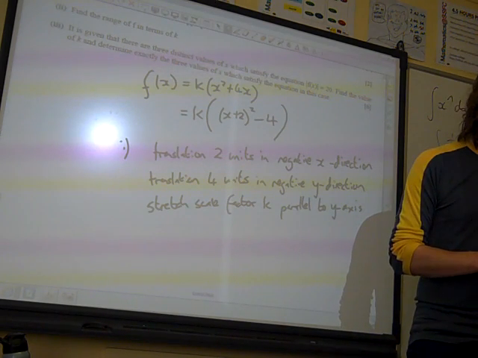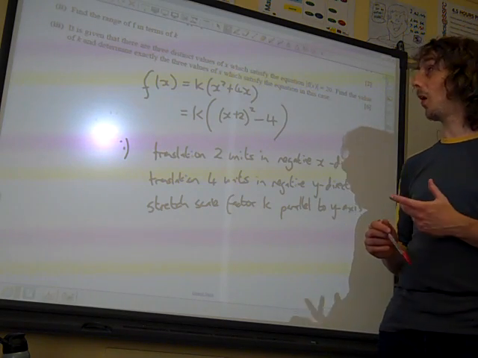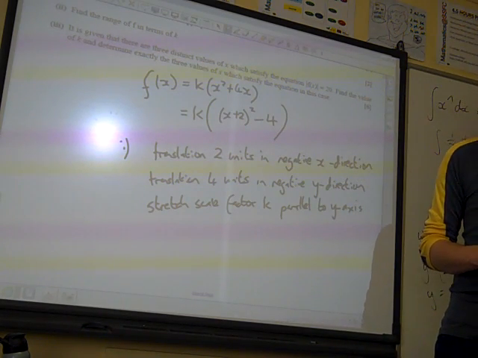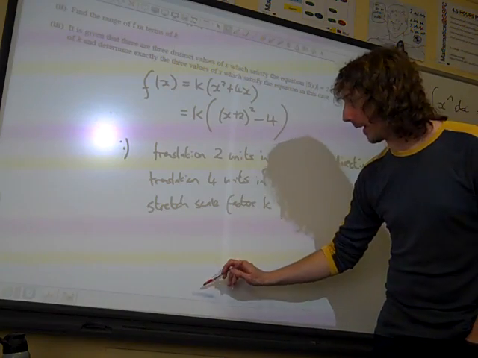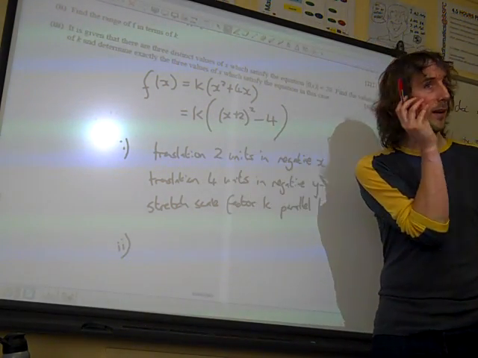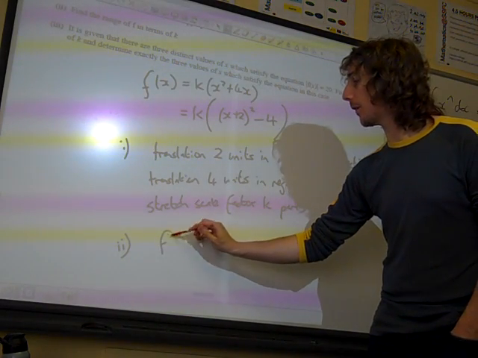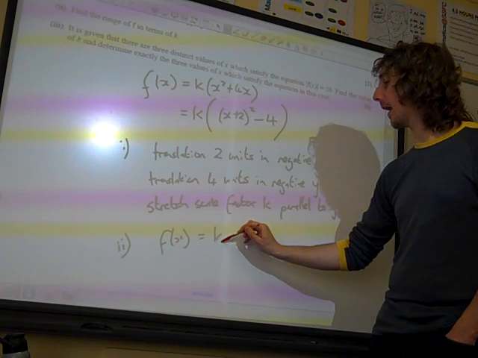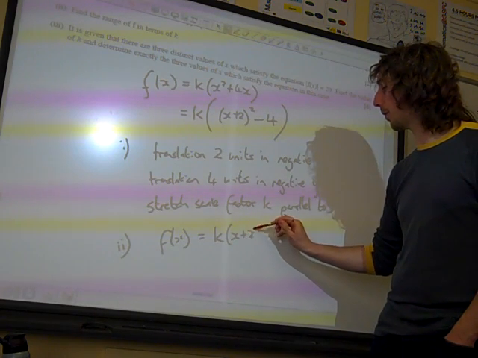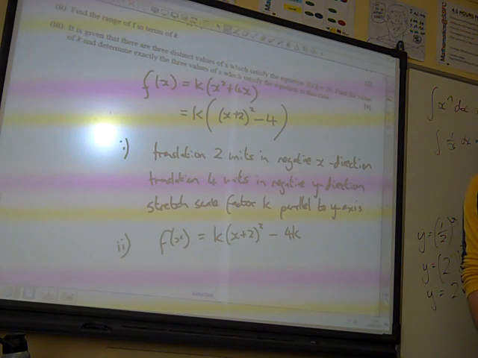Okay. But last, now, question: find the range in terms of k. Well, actually, what we're saying in this bit, it may be helpful to extend what we did in the first bit a little bit. We're saying here that this function f of x is k times (x plus 2) all squared minus 4 times k. If you multiply out the bracket, that's now what it looks like.